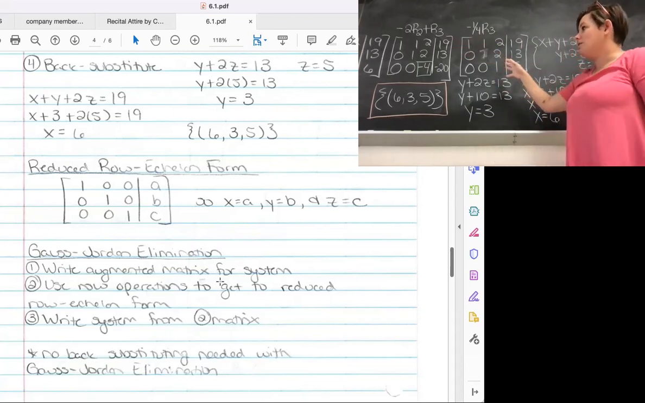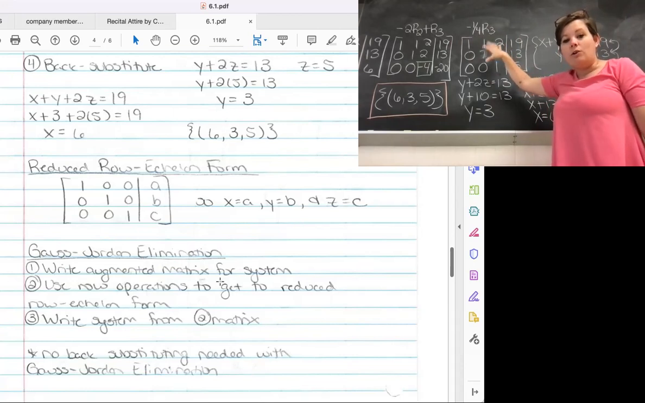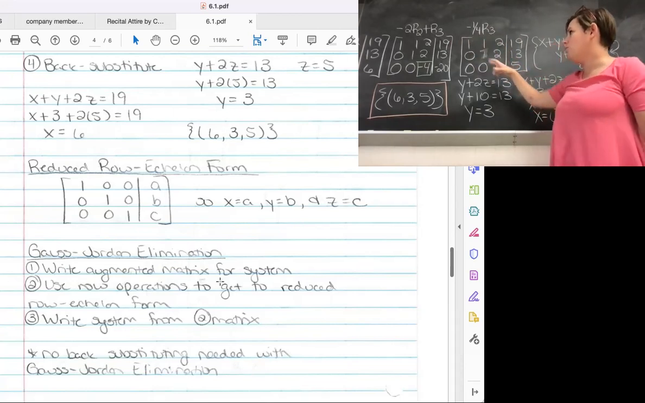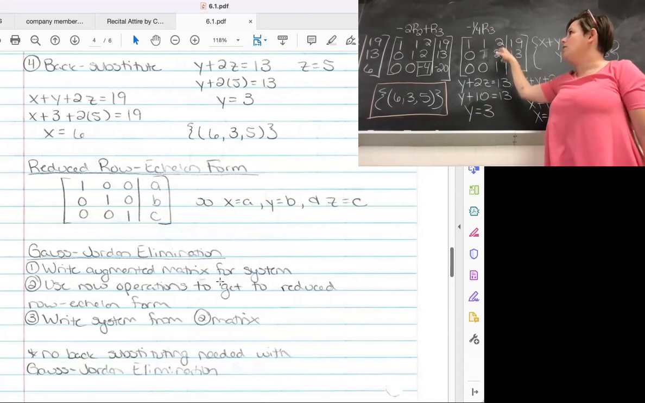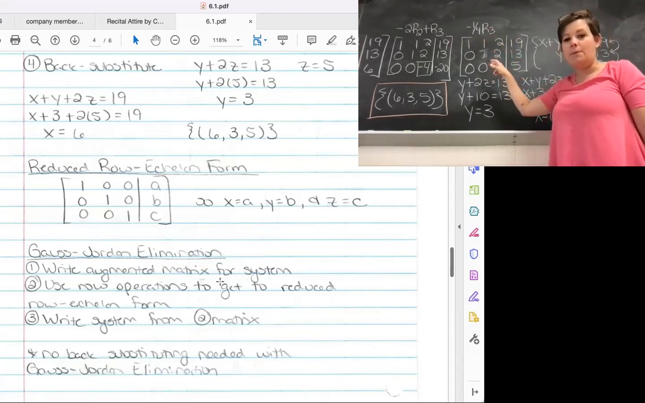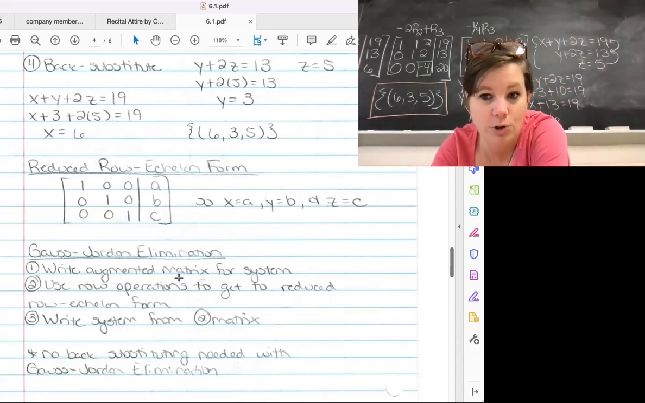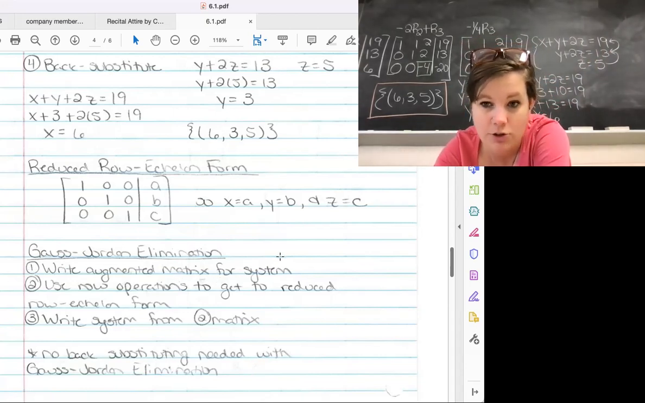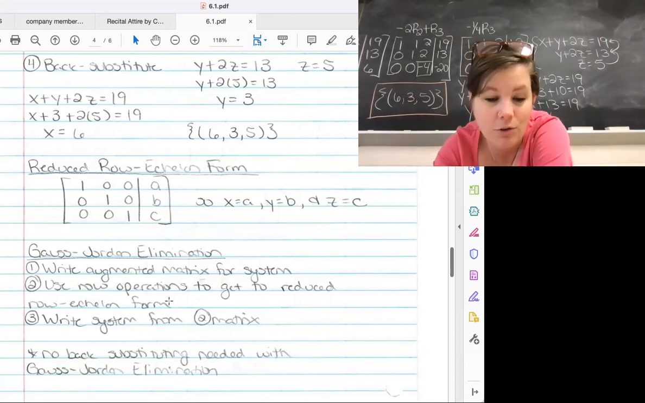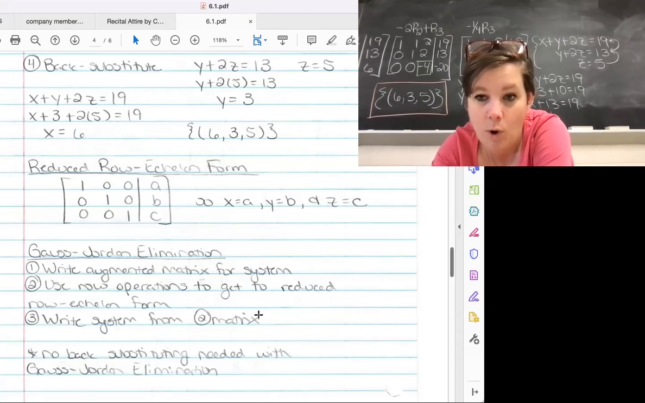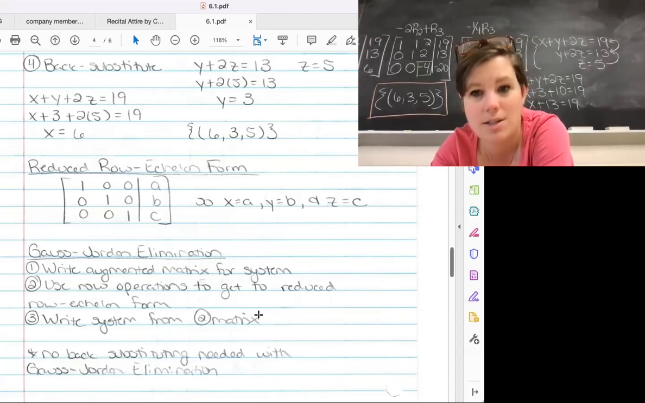We still do everything the same way. You want to get to row echelon form first, so you want to get that diagonal of ones with the zeros underneath, and then you want to concentrate on those top zeros. So if it specifies Gauss-Jordan on a test, you write the augmented matrix for your system. You use the row operations to get to reduced row echelon form instead of just echelon form. Then you write the system from that matrix, but you don't have to do any back substitution because you're going to have x equal a number, y equal a number, and z equal a number.